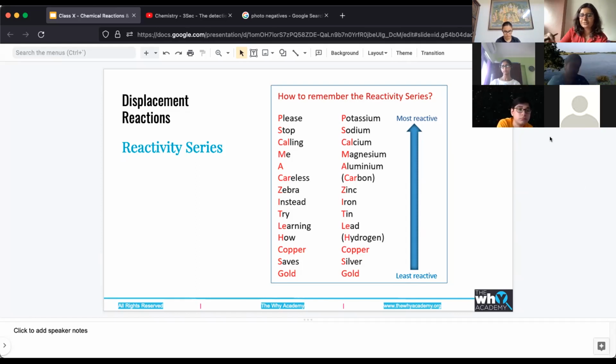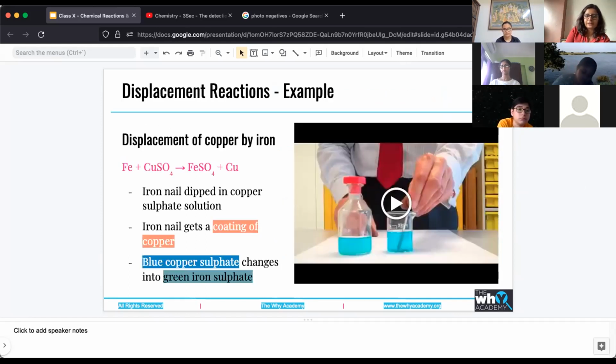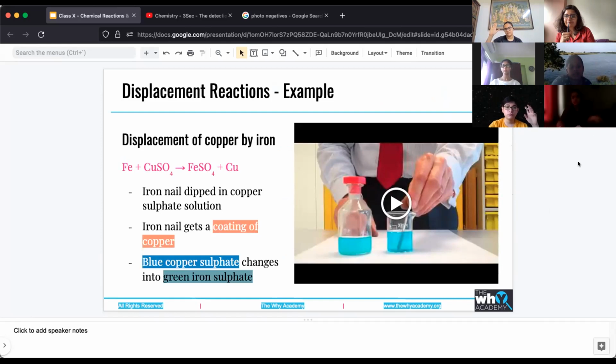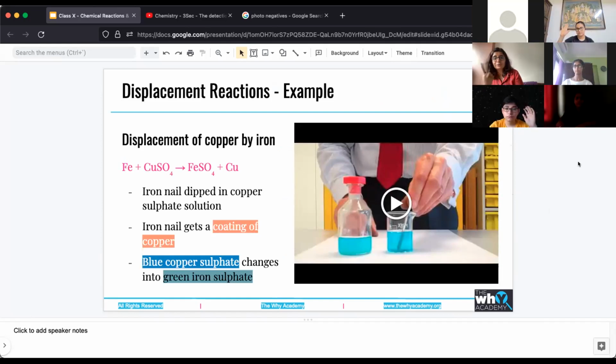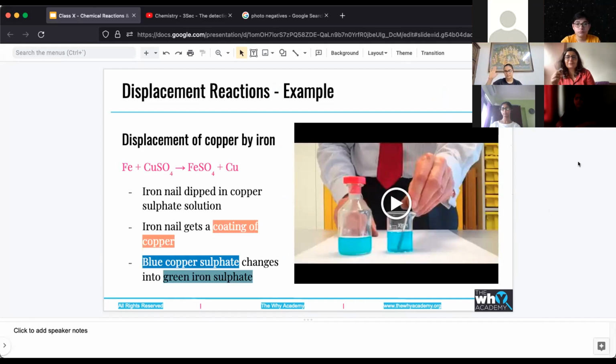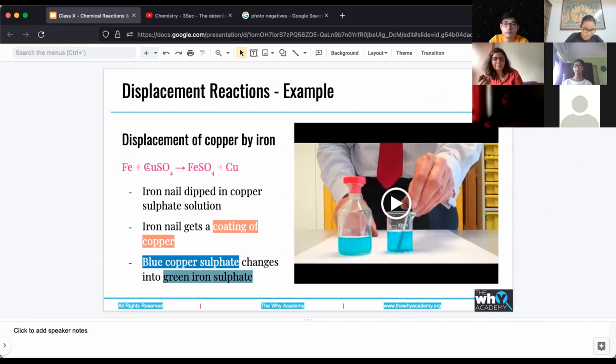Okay, finish. Okay. This is an example of a displacement reaction. How many of you had gone to the lab today in your school? Oh, we had gone yesterday. Oh, you also have gone yesterday. So most of you must have seen this reaction in real life, looking at displacement of copper by iron. So if you have pure iron, basically an iron nail, dip it in copper sulfate solution.